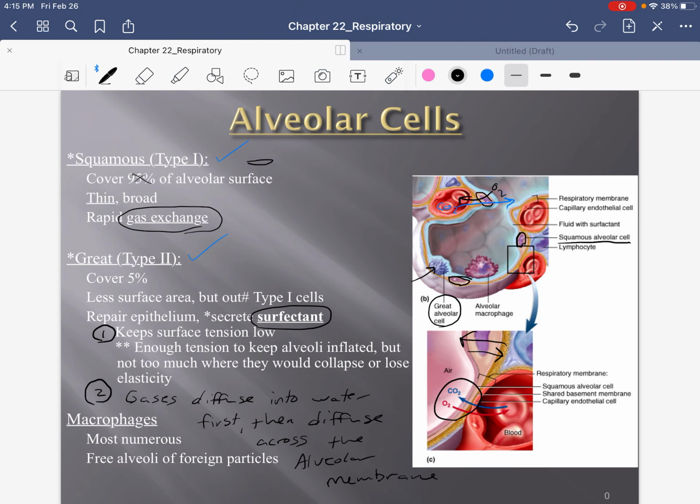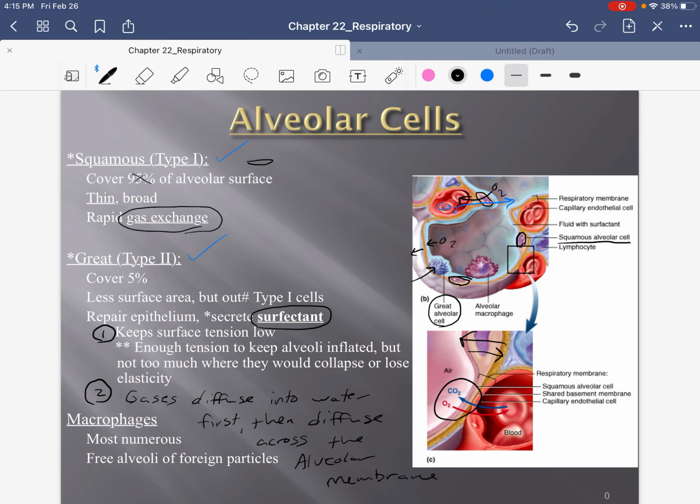we'll talk about how they diffuse. Gases will diffuse from high to low concentration through a semi-permeable, thin, simple squamous epithelial tissue. But another key to that is we're going to see that the gases dissolve in water first and then diffuse out. There's a law for that. We'll talk about it later.